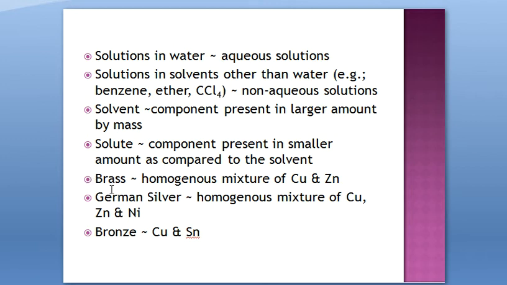Brass जो है, it is basically a solution. It's a homogeneous mixture of copper and zinc. German silver, it's a homogeneous mixture of copper, zinc and nickel. Bronze, it's a homogeneous mixture of copper and tin. Now as you can see, since their components are different, all of them are the solutions but their components are different, so obviously इनका जो usage भी in daily life है, that is different. Usage of brass is different from German silver. Usage of German silver is different from bronze because their composition is different.